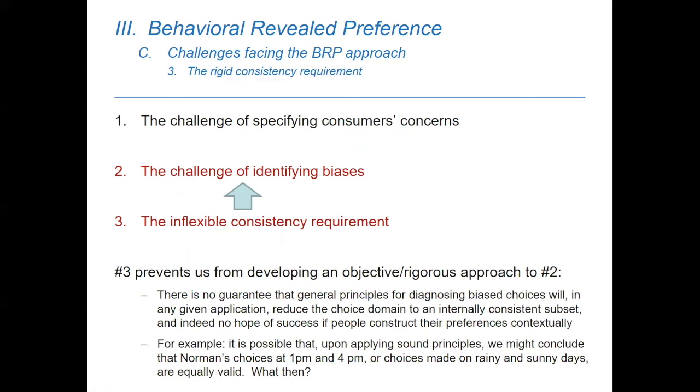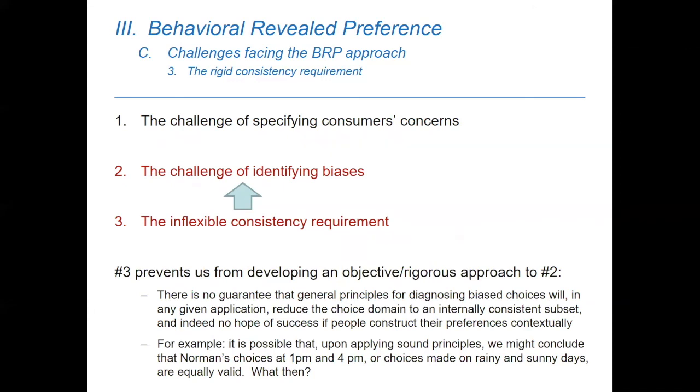On this slide, I've listed once again the three challenges that we face when we try to deploy the behavioral revealed preference approach. And what I want to emphasize here is that the inflexible consistency requirement prevents us from developing an objective and rigorous approach to the second challenge, which is the challenge of identifying biases, and probably to the first challenge as well. Why do I say that? Well, if we start from a set of general principles for diagnosing biases in choices, there's simply no guarantee that in a particular application, we'll end up reducing the choice domain to an internally consistent subset. And moreover, there's no hope of success in that endeavor at all if people construct their preferences contextually.